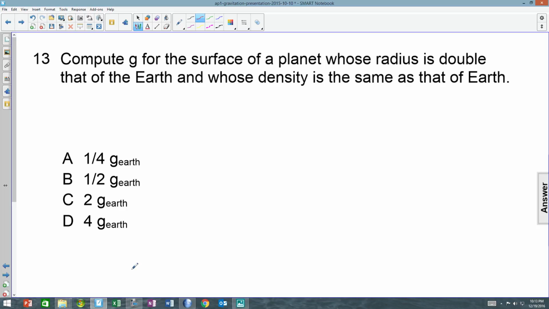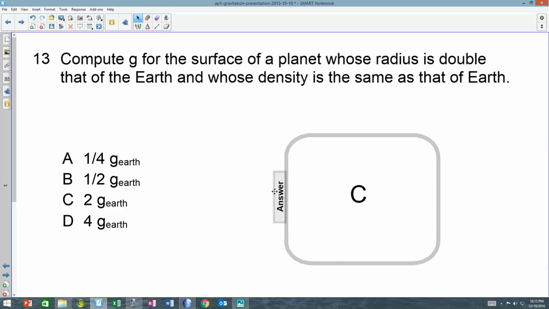Compute g for the surface of a planet whose radius is double that of the Earth and whose density is the same as that of the Earth. Go ahead and pause the video now. Okay, so let's take a look at the solution. I'm sorry, the answer. The correct answer is C, 2g. If the radius is doubled, then it's going to be twice as much.